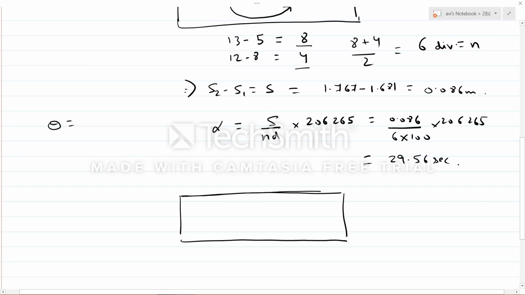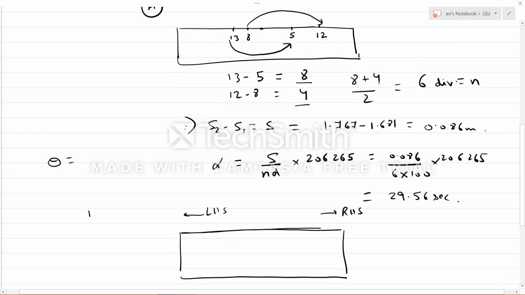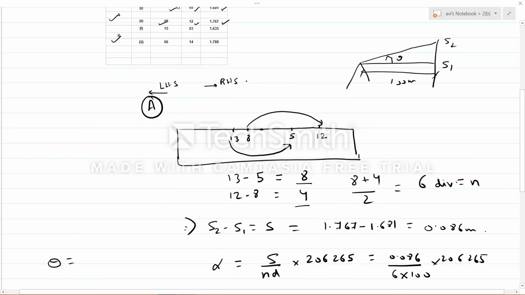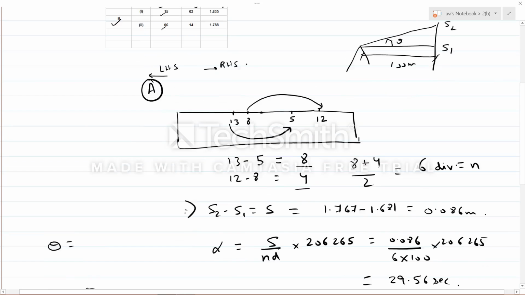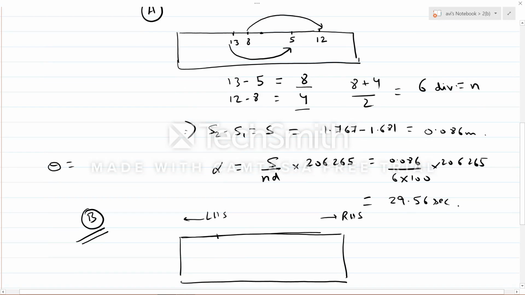This is your LHS, this is your RHS reading. First we are calculating now for B. Let us see in the question. LHS was 15 and 6. So let me write this: 6, this is 15. This is the supposed center.